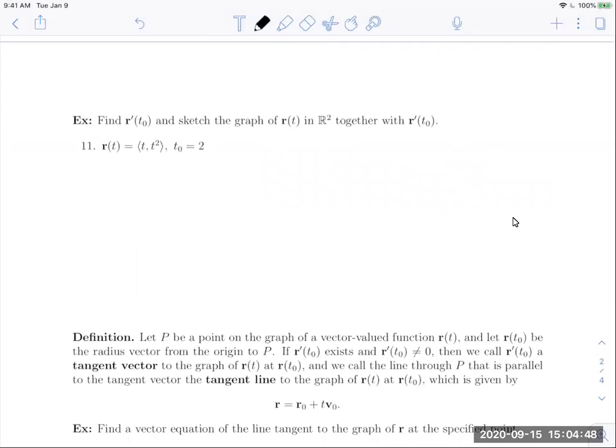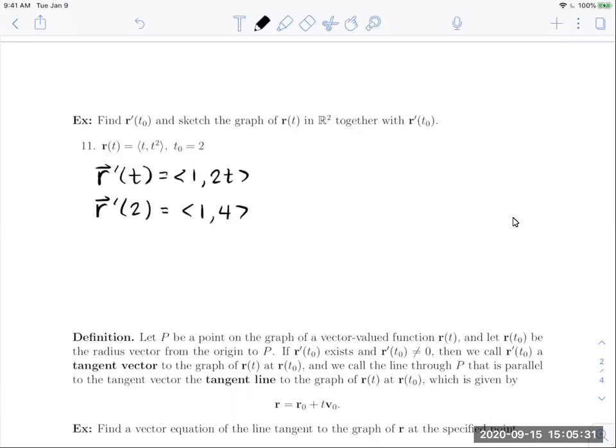All right, so next we want to find the derivative r prime evaluated at a particular t naught value, and then we also want to sketch the graph of our function together with its derivative. So this is just again going to geometrically show that relationship between the original graph of the function and the derivative. So let's start by finding the general derivative function for all t. Based on a theorem that we had earlier, we can just take the derivative of each component function. So that gives us 1 and 2t. Next, let's evaluate that derivative at the specified t naught value, in this case 2. So I'm getting out 1 and 4.